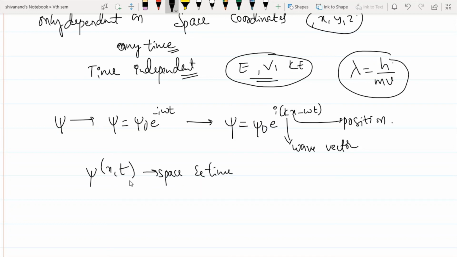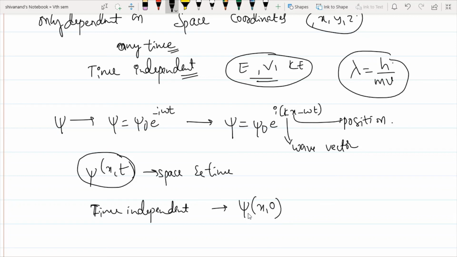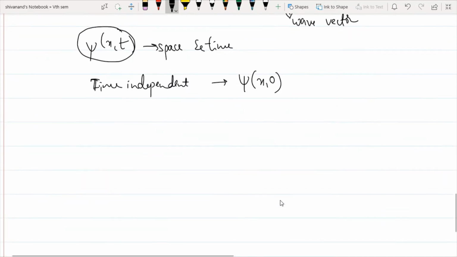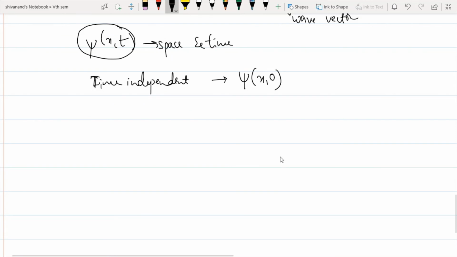If it is dependent on both space and time, we write that wave function as psi, a function of x and time. Then if it is time independent, we write that wave function as psi of x comma 0, at t is equal to 0. Because t is equal to 0 means it is not dependent on time now, right? So this wave function tells about where the particle is exactly at time t is equal to 0 and at a certain time t, and how that wave function will interact with energy. So that is the aim of this wave mechanics.